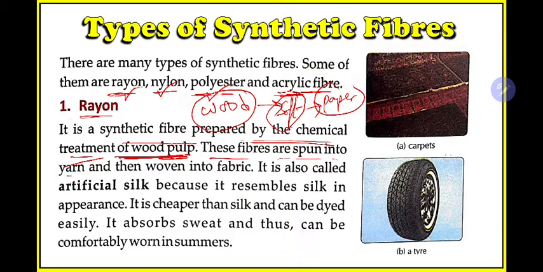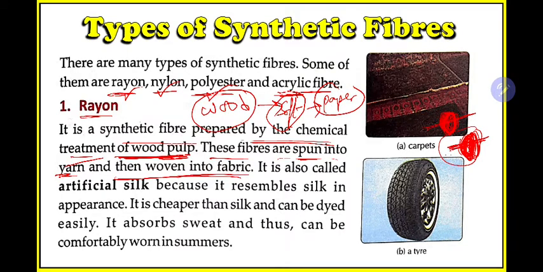These fibers are spun into yarn and then woven into fabrics. So after you obtain the fibers using this chemical reaction of wood pulp, they spin it into yarn. Spinning means, for example, if this is a stick and you are wrapping this stick with your fibers, as you do with a kite. I guess all of you have used a kite in your childhood. We take a stick and wrap our thread upon it. This is the process of spinning, and it is converted into yarn. So this is known as yarn.